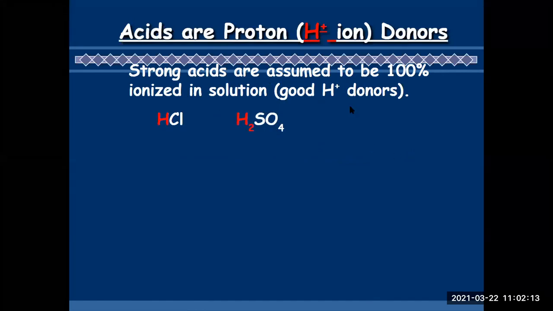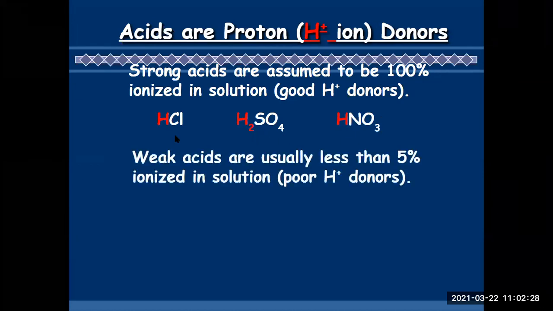All right. Now, these are the properties I want to talk about briefly. Strong acids are assumed to be 100% ionized in solution. That means they are good hydrogen ion donors. Strong acids. So I'm going to list the strong acids for you. We have HCl, H2SO4, and HNO3. These are the common strong acids in the lab.